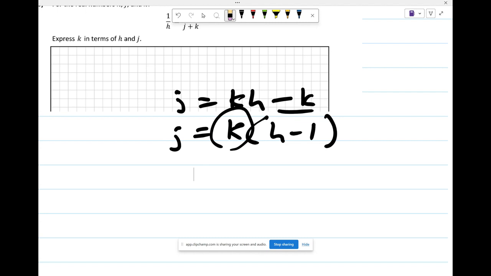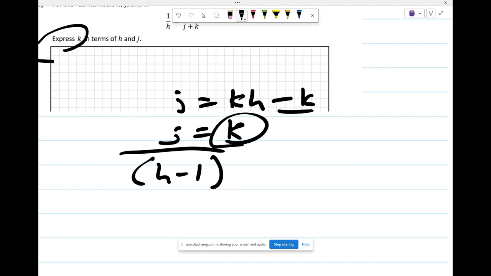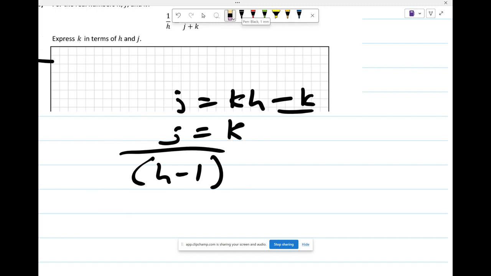Problem here is that something is multiplied by our k. So what we can do is just divide both sides by whatever the problem is. Now we have k is equal to j over h minus 1. And now we've expressed k, so we've gotten k on its own, and all the h's and j's on the other side. And that is our whole question done.